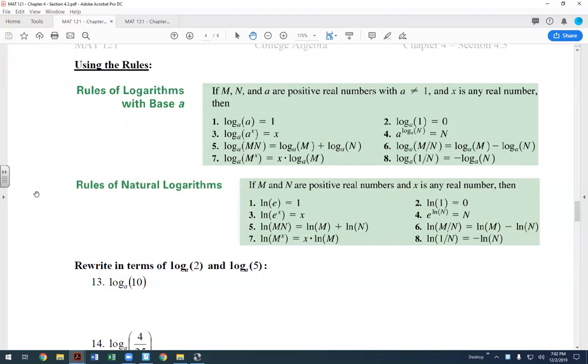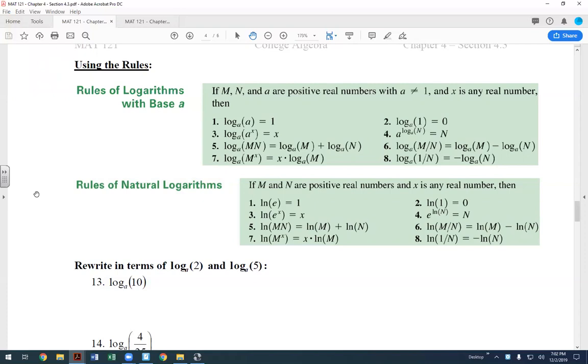Your rule 5 is the product rule we just talked about. Rule 6 is the quotient rule. And of course, rule 7 is the power rule. So those are the 3 different rules that we looked at. Rules 3 and 4 are obviously your inverse rules that we just looked at the examples for. As I was mentioning, a log of number 1 at any base is always going to give you 0. So that's rule number 2 over here.